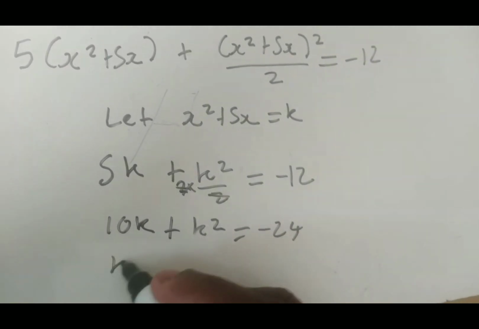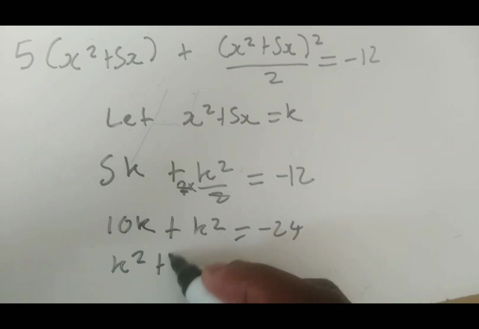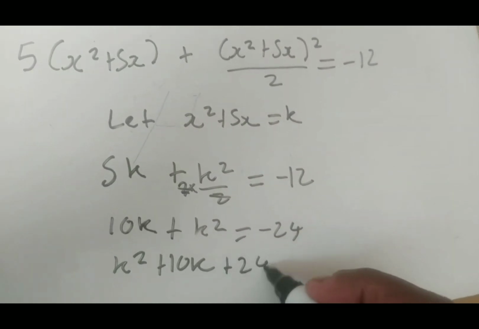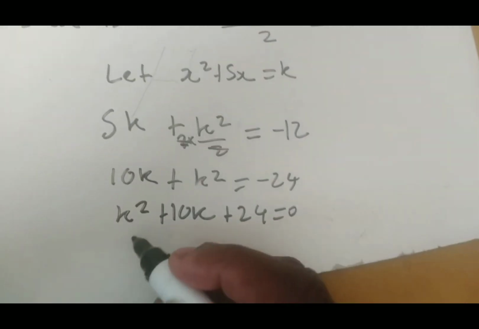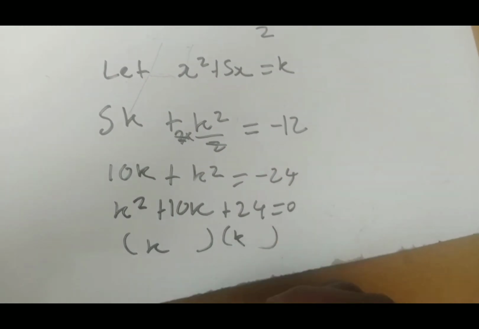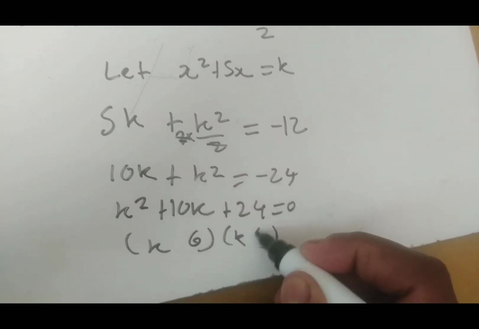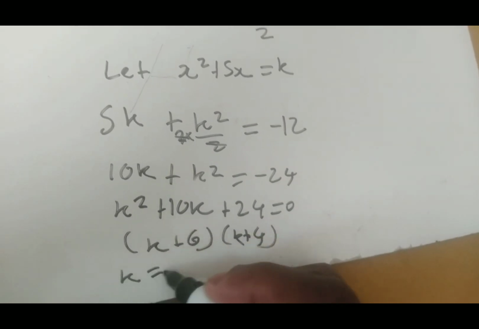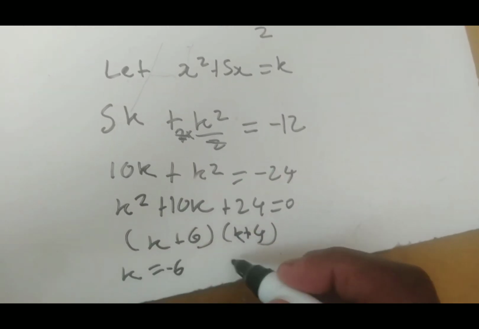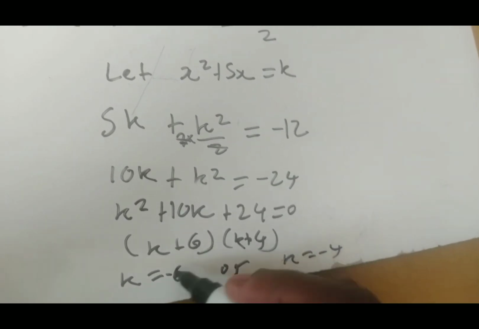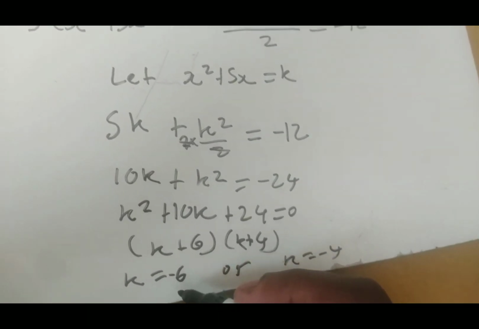So let's rearrange it so this becomes k squared plus 10k. And let me take this to this side of the equation so that it becomes plus 24. Then let's factorize. So of course there is k, and I know it's going to be 6 and 4, so this is going to be plus 6 plus 4. So it means k is equals to negative 6, or k is equals to negative 4. But do we stop here? Nope, because they didn't ask us to solve for k, they asked us to solve for x.